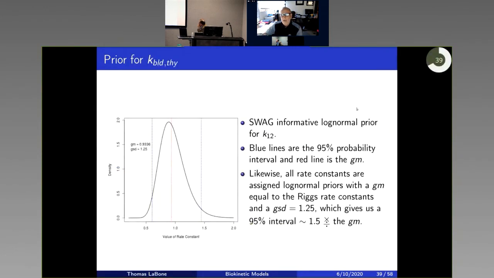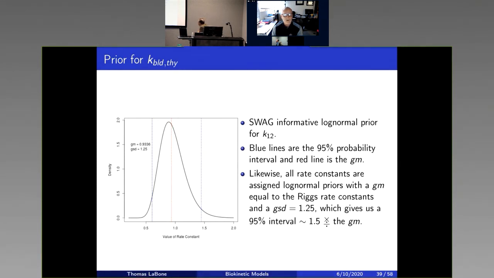So this is a SWAG, which I think is a formal term: scientific wild ass guess. This is just me playing with this, and one of the arguments I'm going to make is that I shouldn't be doing this. I need to have somebody who knows what they're doing come up with these informative priors. But this is the SWAG for purposes of this talk: an informative log normal prior for K12. The blue lines are the 95% probability interval for this. Again, it's log normally distributed.